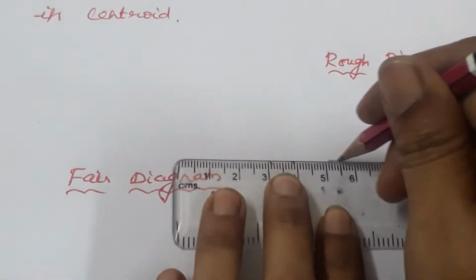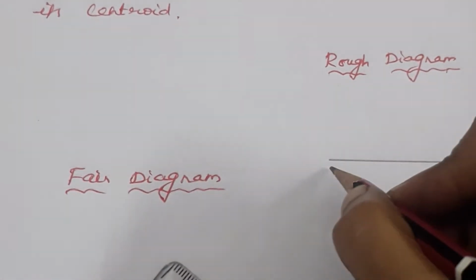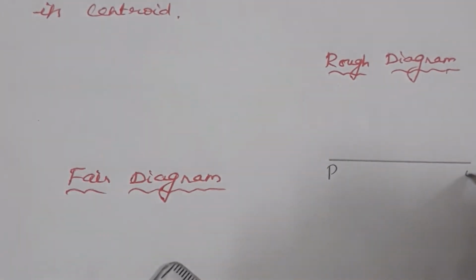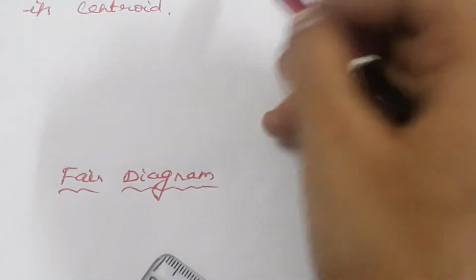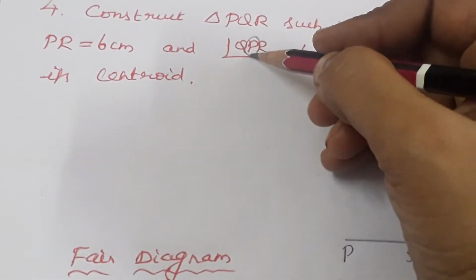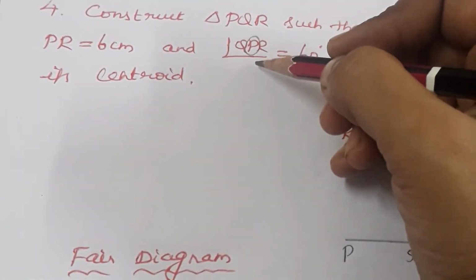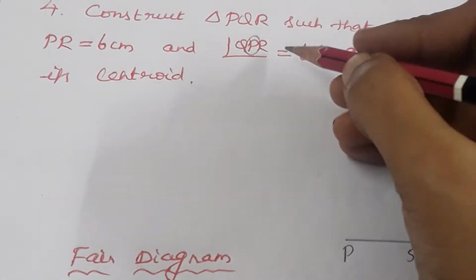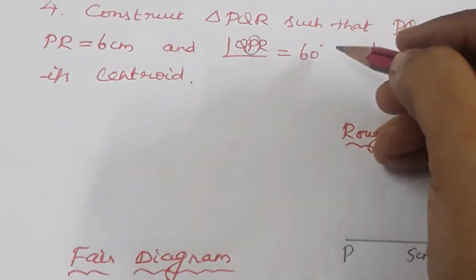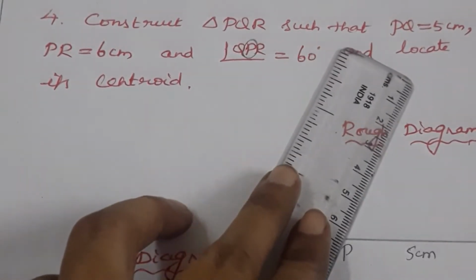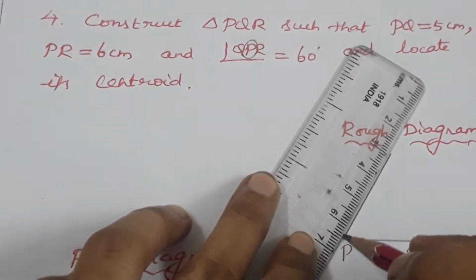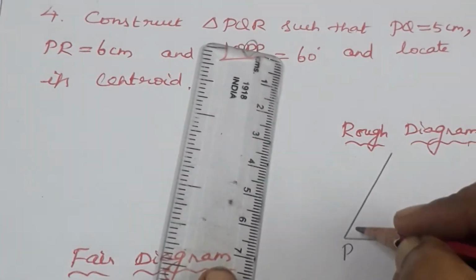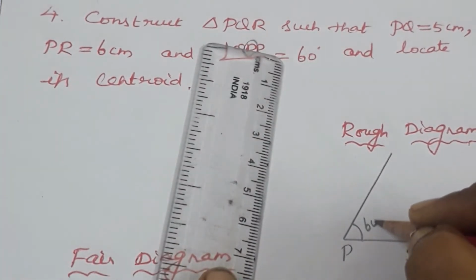So first draw the baseline, name this line segment as PQ. So PQ equal to 5 cm. This is given in the question itself. And then QPR is nothing but the angle P. So you have to draw another line at P. Take 60 degree. 60 degree is your acute angle. So from P your acute angle is like this. So draw like this. This is your acute angle. And then here you have to write 60 degree.